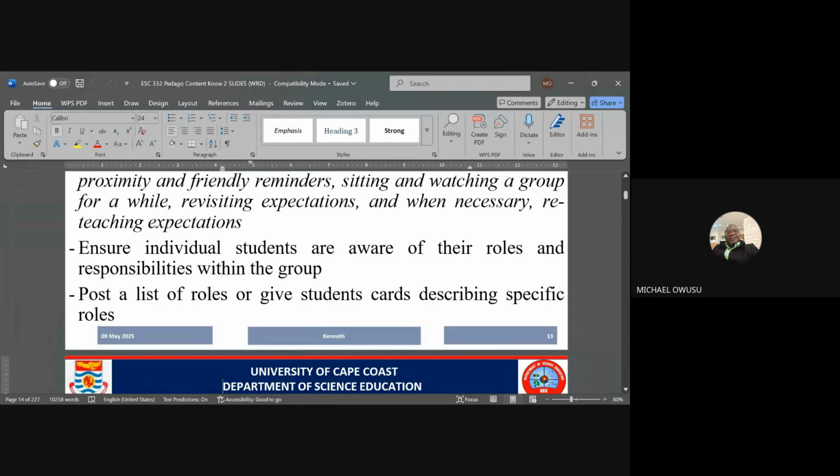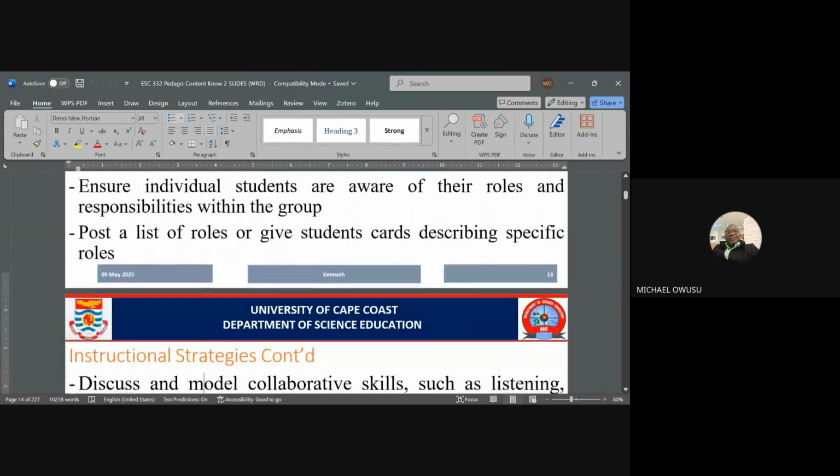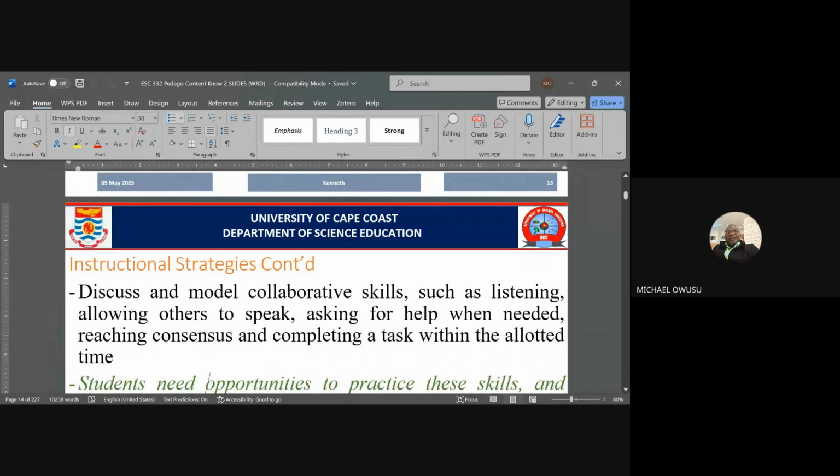And then at the end, sometimes you need to post a list of the roles or give students cards describing specific roles. It's not always that you use your mouth. Sometimes you have to write it on a card and give it to them. The person picks it and realizes that he is the secretary, she is the treasurer, she is the one who is supposed to direct discussions and other things.